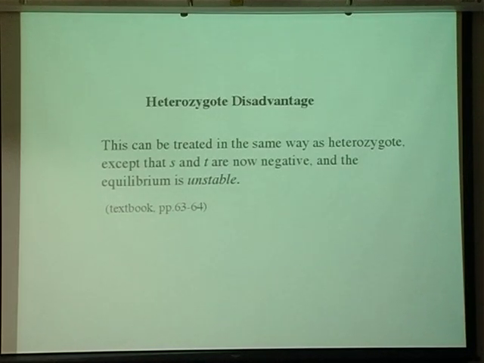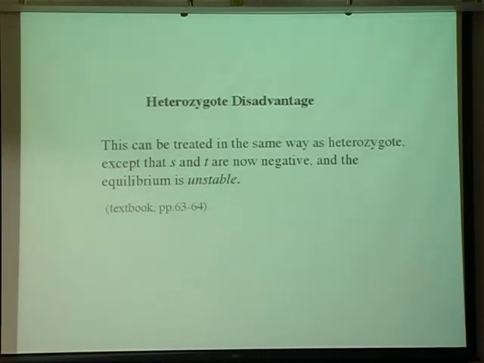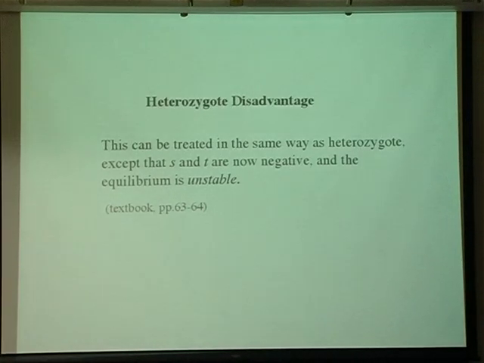I mentioned heterozygote disadvantage. That can happen. We can treat it mathematically in exactly the same way as heterozygote advantage, except we make S and T negative rather than positive, so everything carries through, and we get the conclusion that the equilibrium is unstable. In other words, there's an equilibrium, but if you're perturbed away from it a little bit, you go shooting off towards the nearest endpoint of q equals 0 or q equals 1. So it's probably not very important biologically, but it does happen. Variants which cause heterozygote disadvantage are going to be thrown out of the population immediately.